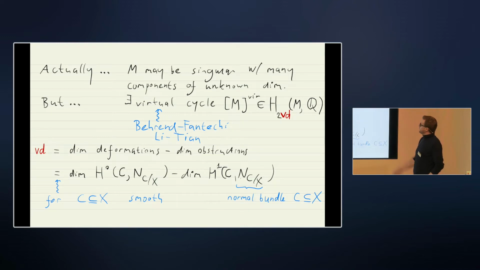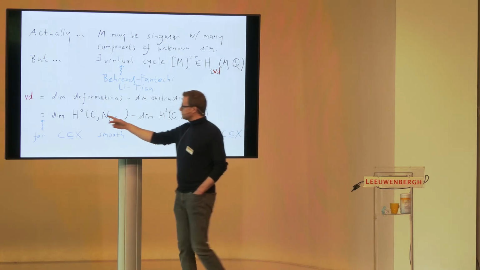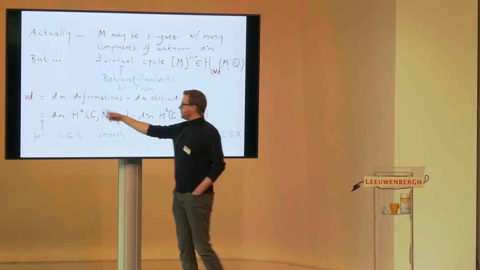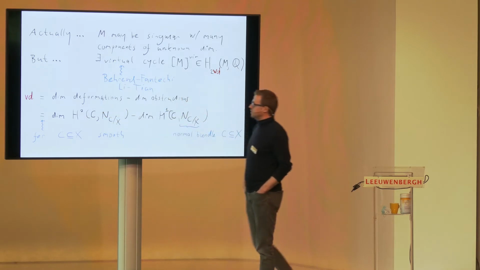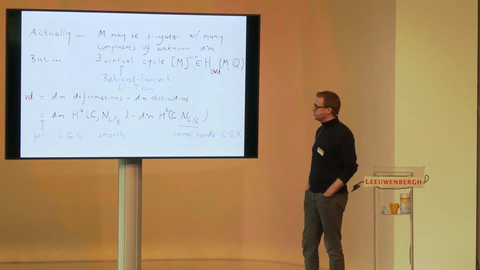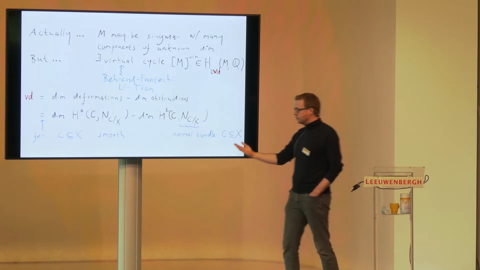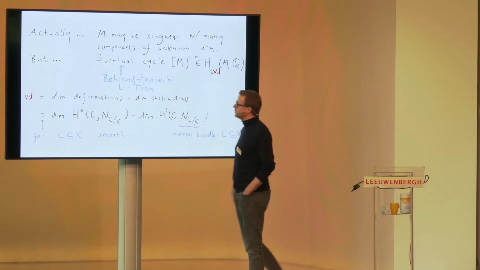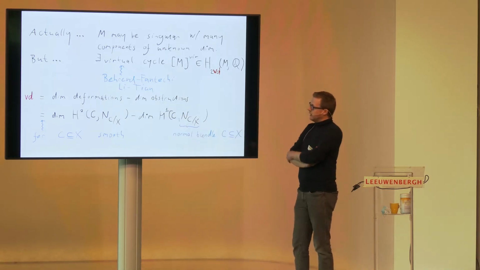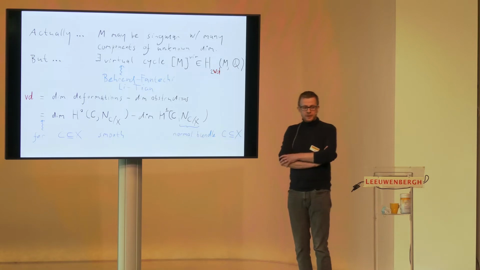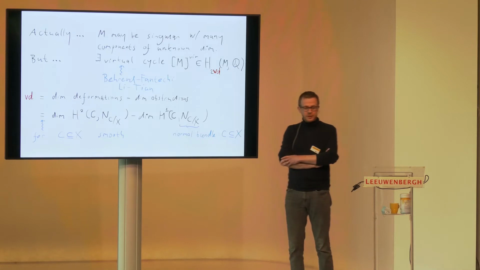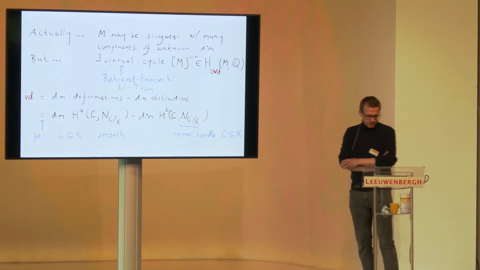And the real degree is twice the virtual dimension. The virtual dimension in general is the dimension of the space of deformations minus the dimension of the space of obstructions. And if you happen to look at a smooth curve, you look at the normal bundle N of your curve in your space, and the sections of that is the deformation space, and the H1 of the normal bundle will be your obstruction space. So this is the virtual dimension.